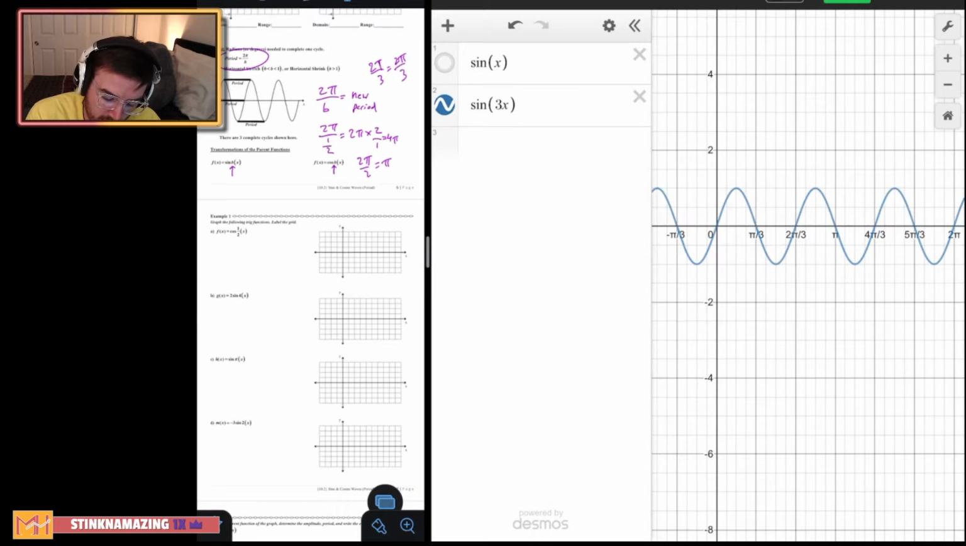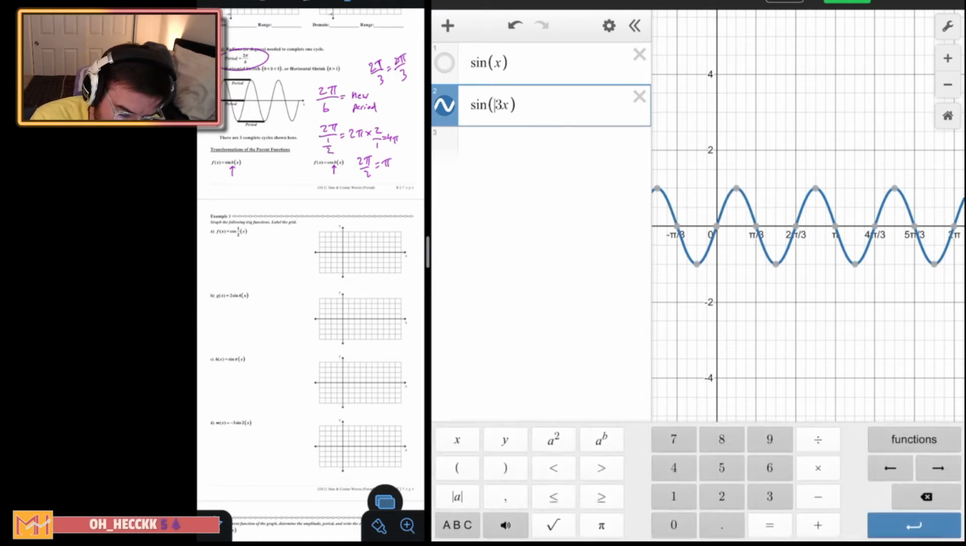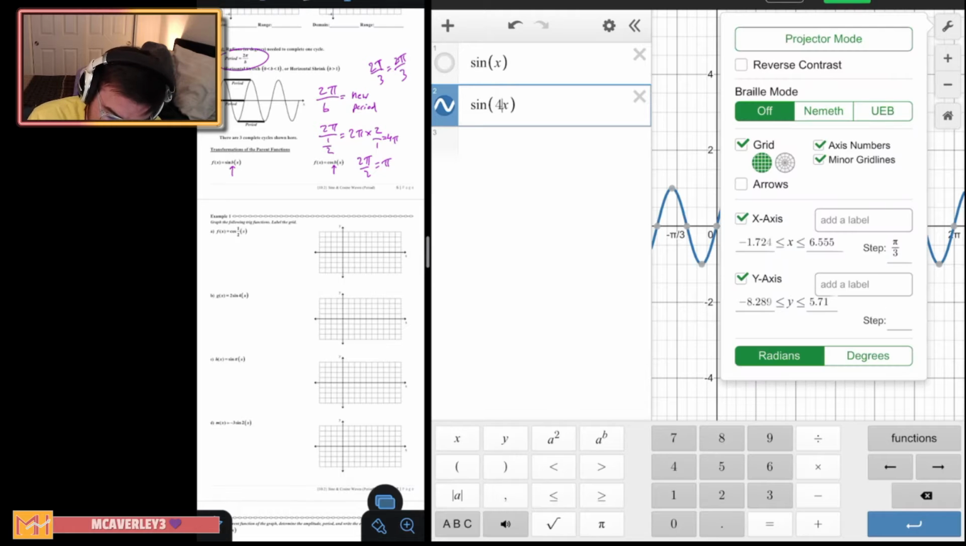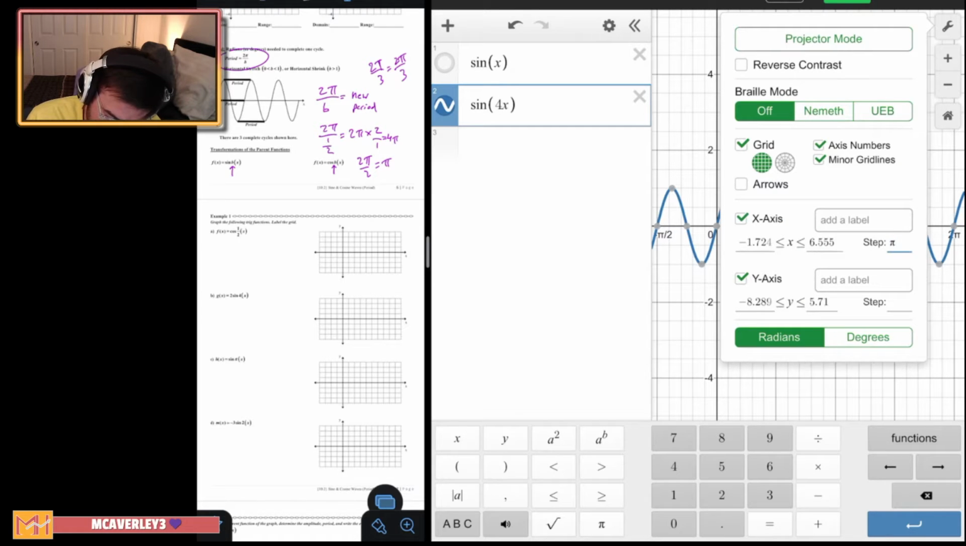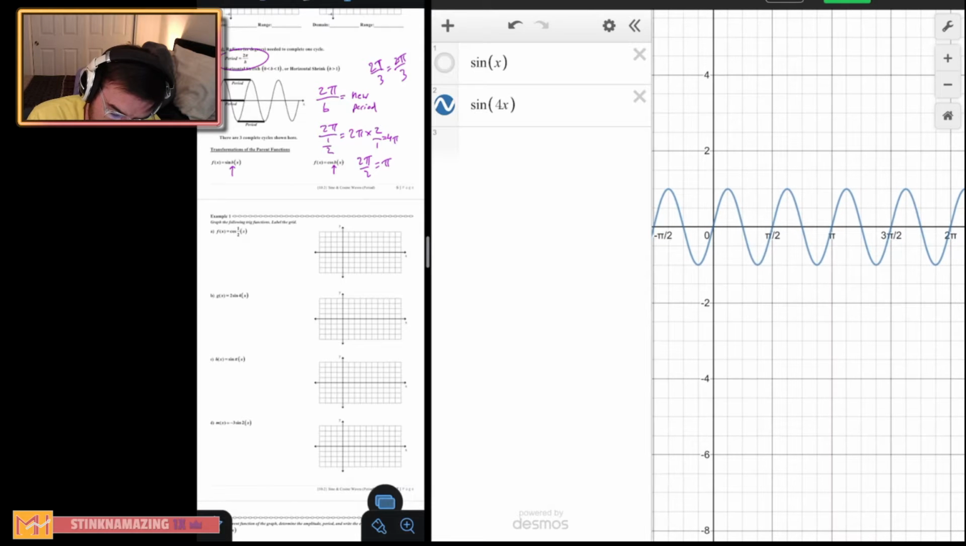So we've changed the length of the period to 2 pi over 3. I can make it 4. What's 2 divided by 4? A half. So now the period is half a pi. Change the step to pi over 2, make it a little more obvious. Now the period is half a pi.